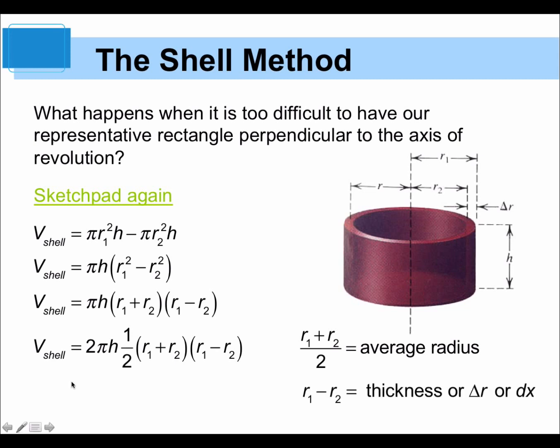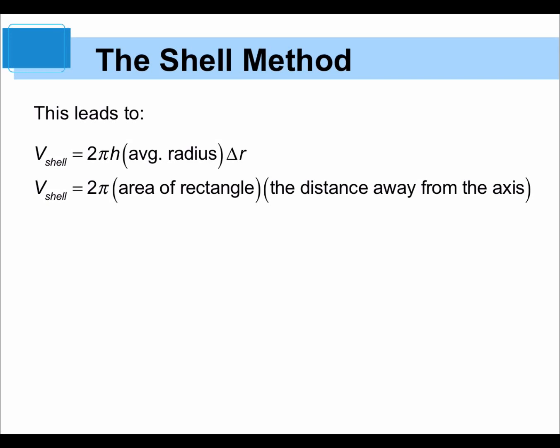So there's what we said. R1 minus R2 becomes the thickness, which we call delta R, or preferably for us, dx, because we want it to be really skinny. Which turns that into this.